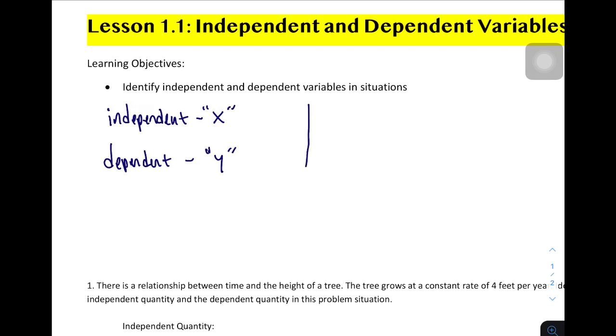So if we were to graph these on some coordinate plane, the independent variable goes on the x-axis and the dependent variable goes on the y-axis. And all this means is that this x variable down here, they are free to do whatever they want. And what happens is, depending on what this dude does, that affects the y coordinate. That affects the dependent variable.